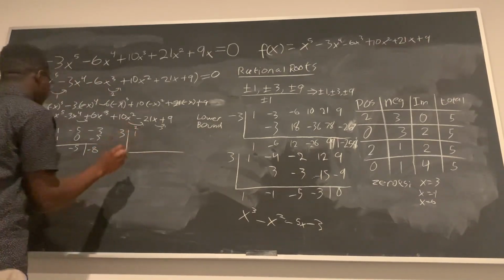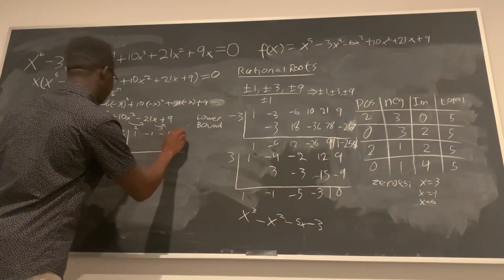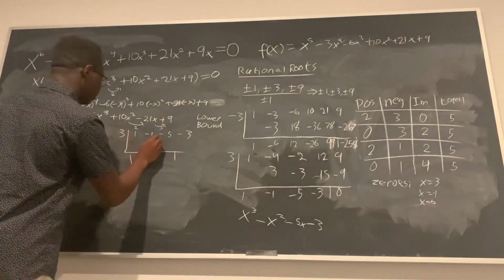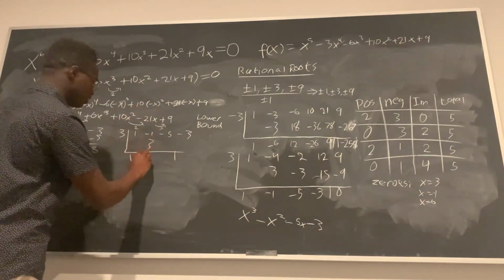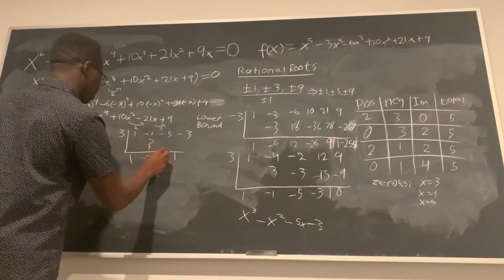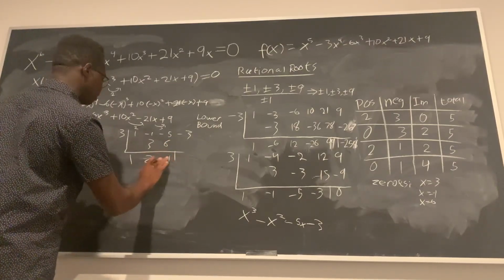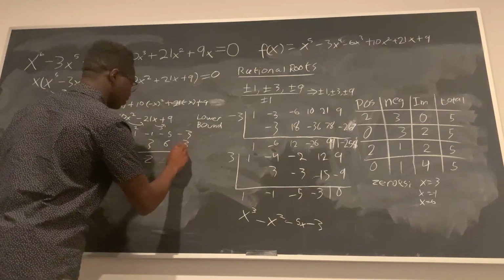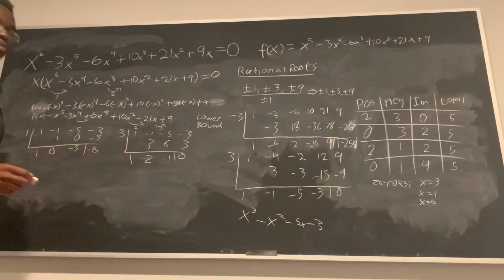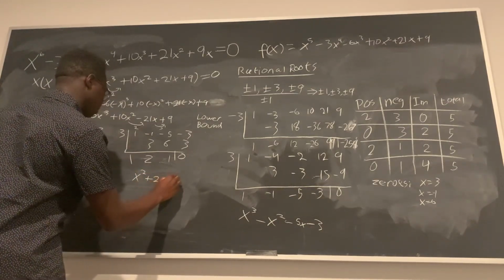So we just have to get the form out of this. So of course 1, negative 1, negative 5, negative 3. Then we bring this down, and of course we get 1 times 3. This is going to be 2, and then 3 times 2 is 6. This is going to be positive 1, not negative 1. And then 3 times 1, 3. This is 0. And here is our last polynomial that we have, which is x squared plus 2x plus 1.